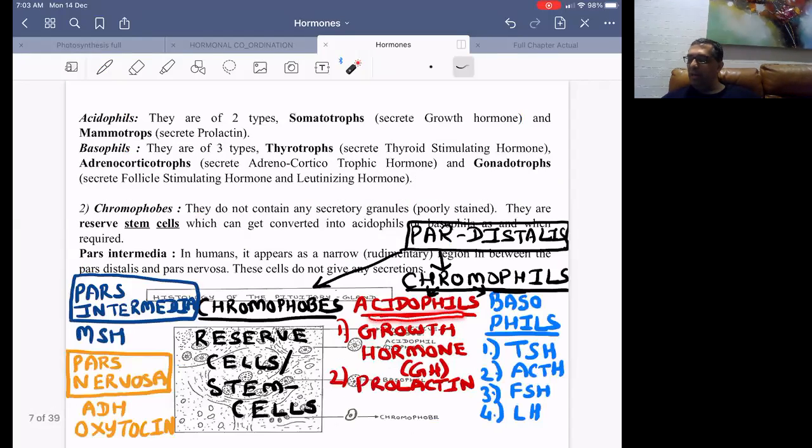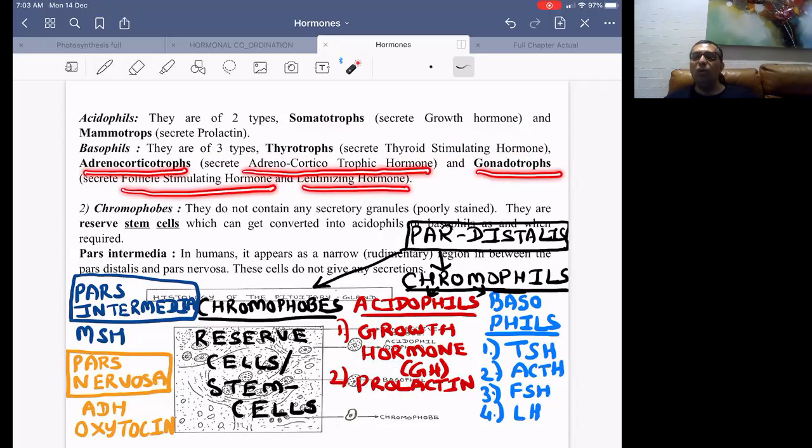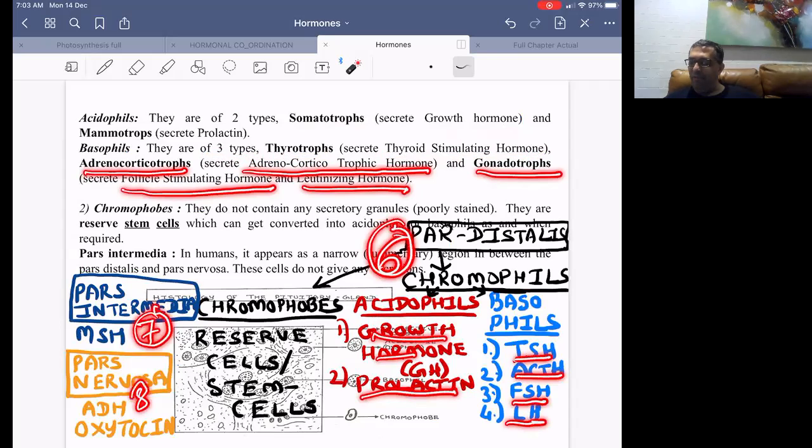Acidophils: you have somatotropes, which secrete growth hormone, and you have mammotropes, which secrete prolactin. And basophils are of 3 types: thyrotropes, which secrete thyroid stimulating hormone; adrenocorticotropes, which secrete adrenocorticotropic hormone; and gonadotropes, which secrete follicle stimulating hormone and luteinizing hormone. So growth hormone, prolactin, TSH, ACTH, FSH, and LH, 6 hormones given by the pars distalis. Pars intermedia gives out MSH, melanocyte stimulating hormone, and pars nervosa gave ADH and oxytocin. So a total of 9 hormones are associated with your pituitary gland.